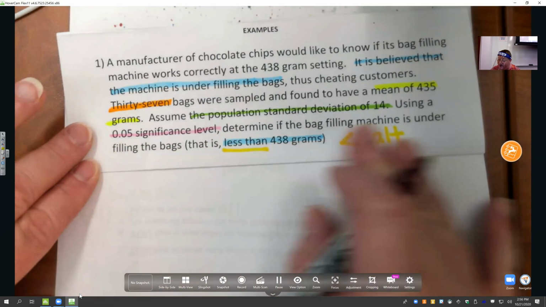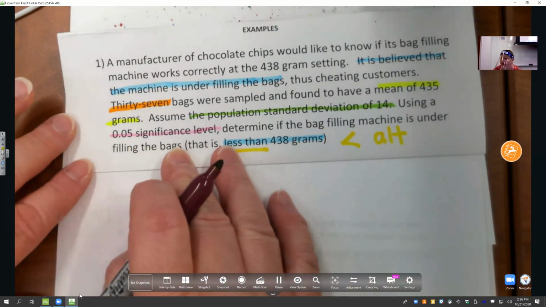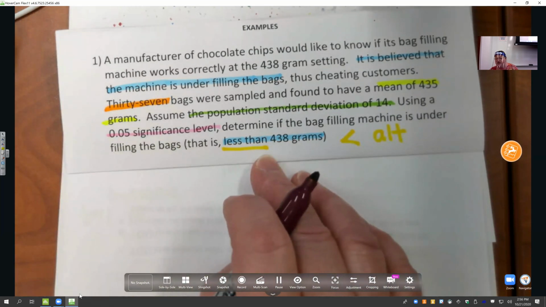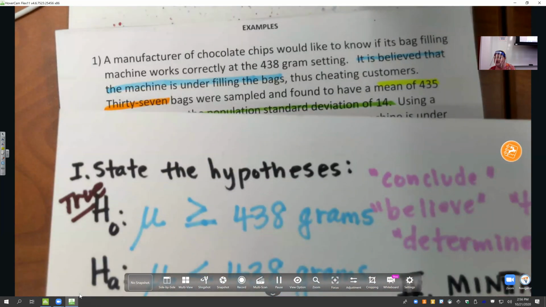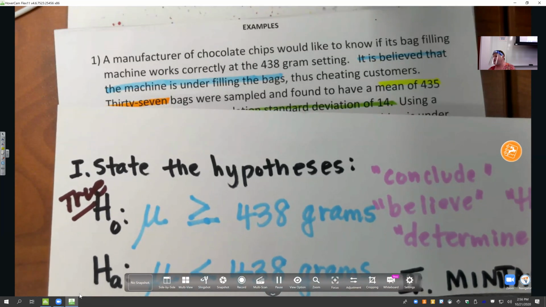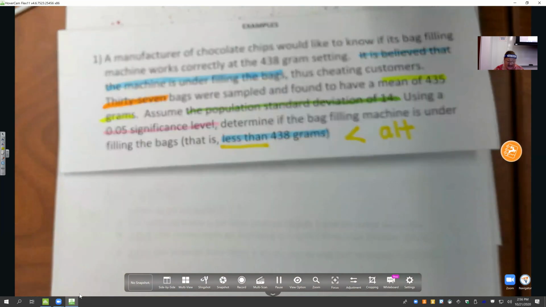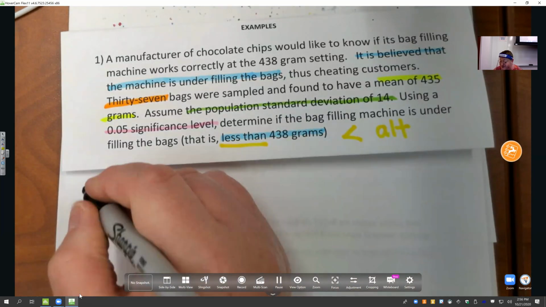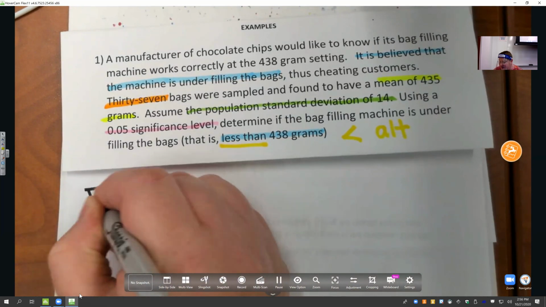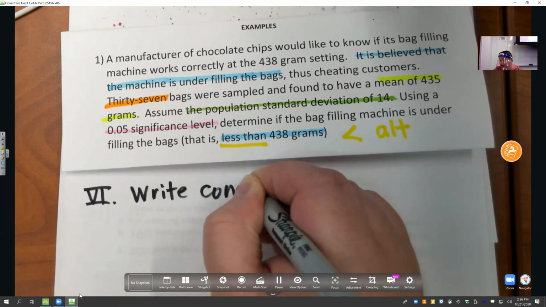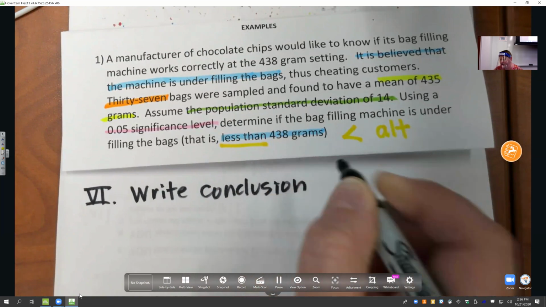But the original problem here said that it was underfilling the bags, which means it's less than. But we've just proven that it's greater than or equal. So I'm going to add one little word. Okay, so here's step 6. Write conclusion. And guys, you should always include your level of significance.